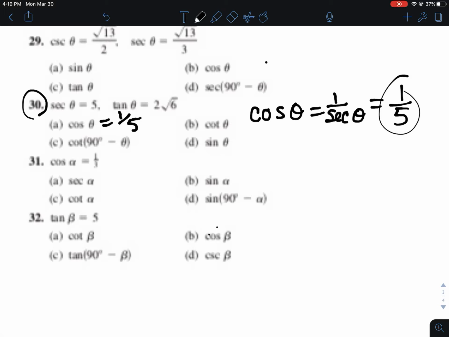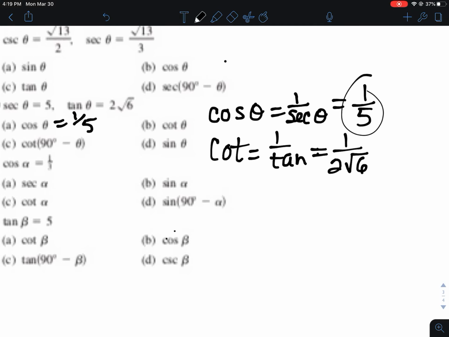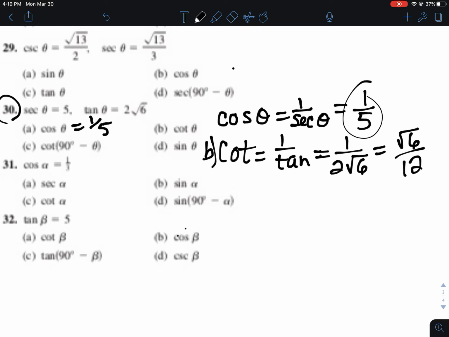All right, cotangent of theta, well, that should be the reciprocal of the tangent of theta. So the cotangent is 1 over tangent, or 1 over 2 square roots of 6. And if we rationalize that, multiply by square root of 6 over square root of 6, we get the square root of 6 over 12. So that's what the cotangent would be for part B.